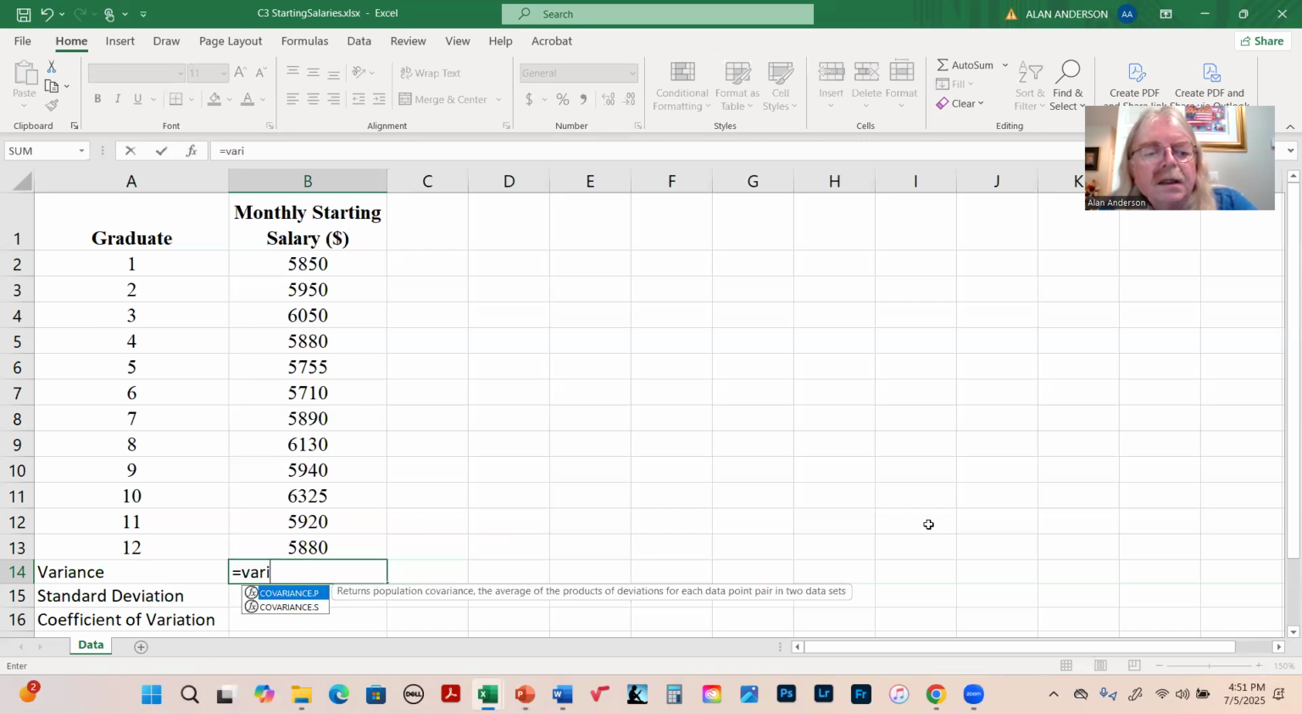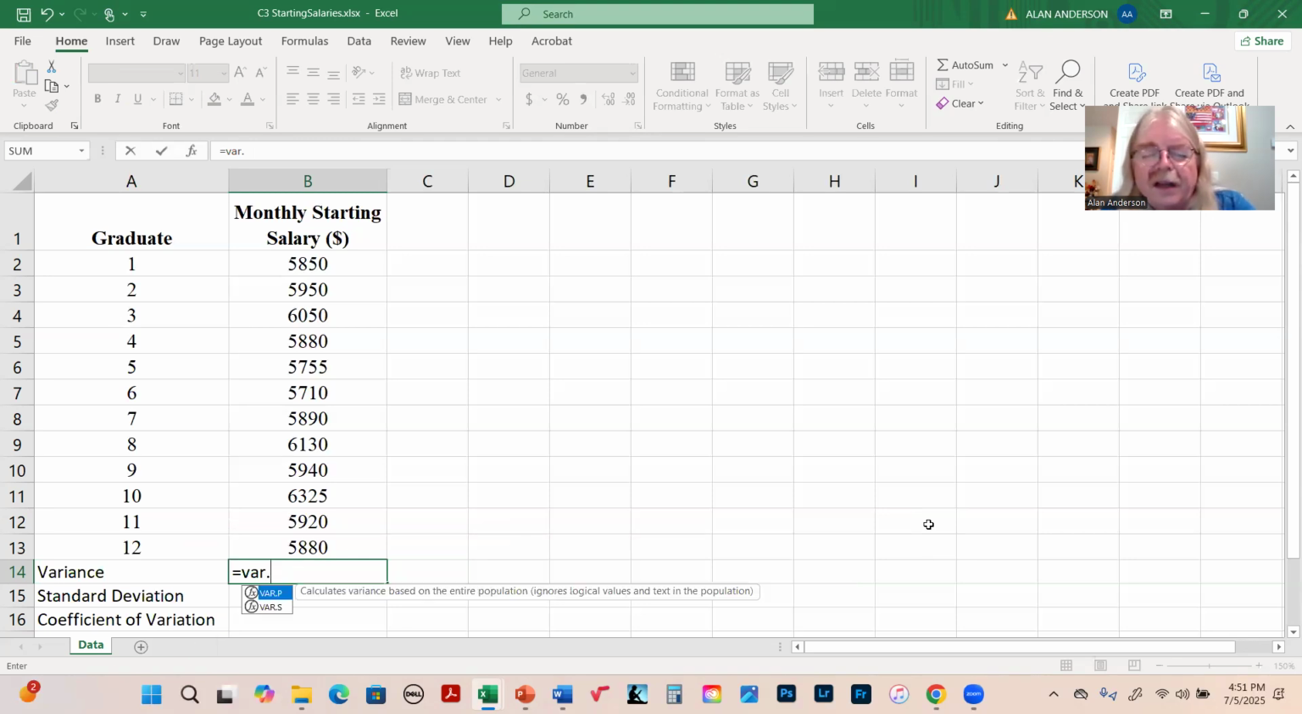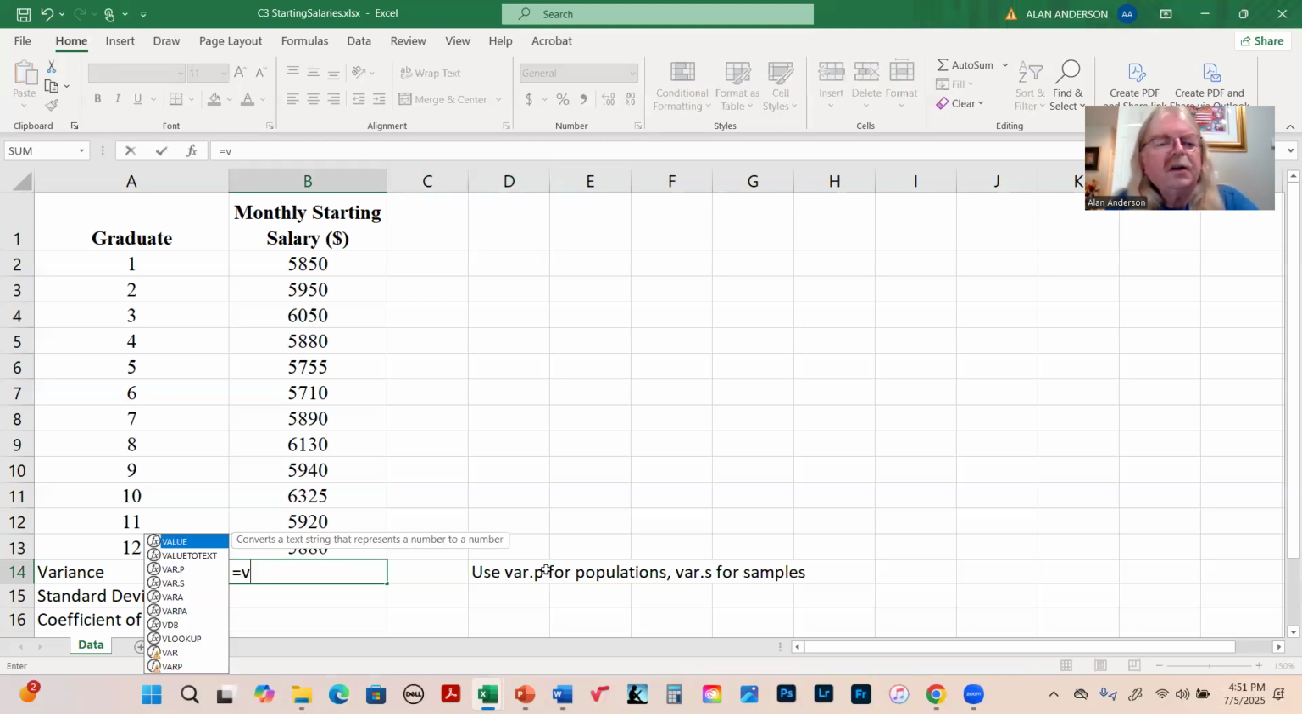So the variance is calculated as, now the formula here is called VAR.S. Now this is how Excel sets this up. It has a variance formula for both samples and populations. In fact, I'll type this in over here. Okay, so the .P or the .S tells you whether it's a sample or a population. All right, so let's do this. So it's VAR.S for this data set.